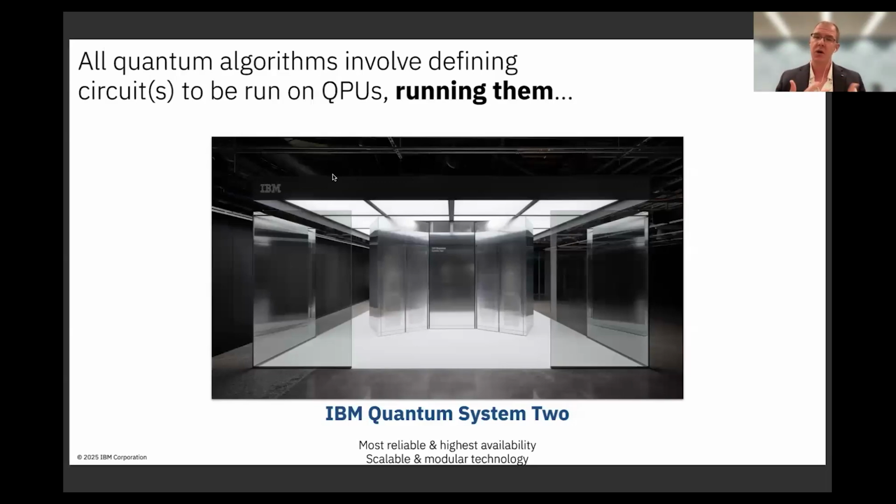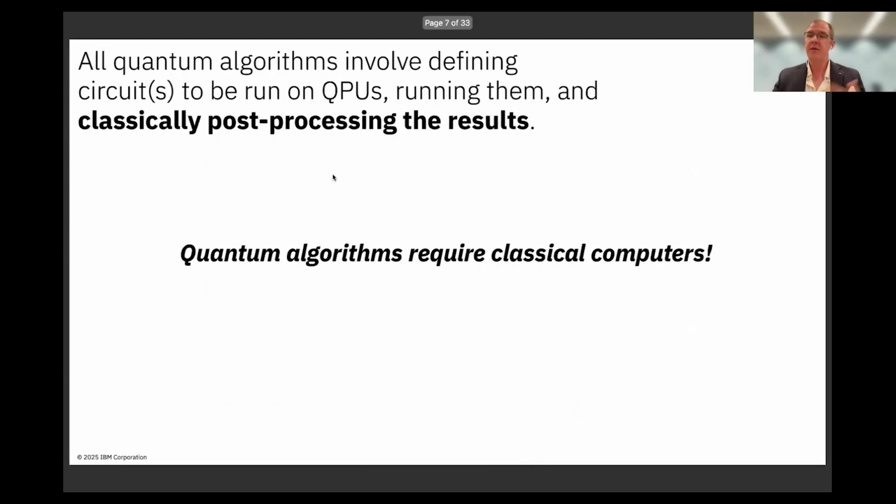And so we've been building out these quantum computing systems and hardware in order to run circuits, to run them reliably, to run them in a performant way, to run them with high availability and uptime, and to run them in a scalable way. Here, scalable means we can scale out the hardware in terms of the complexity of the circuits that it can run. And then we have to classically post-process the results.